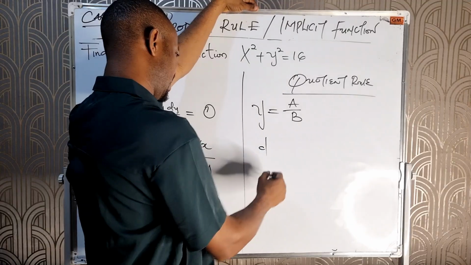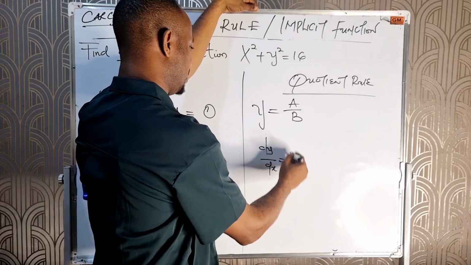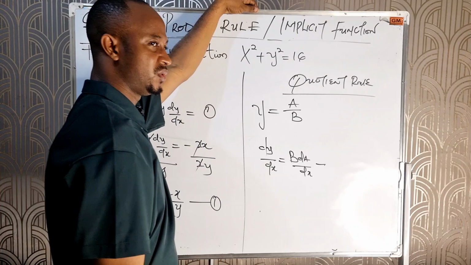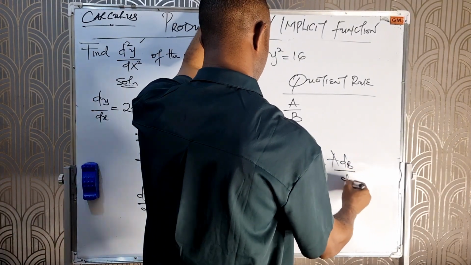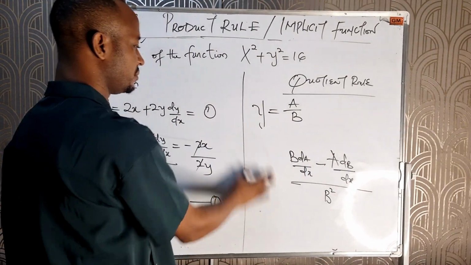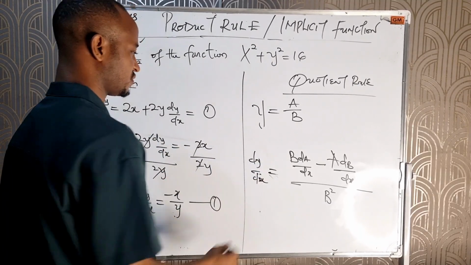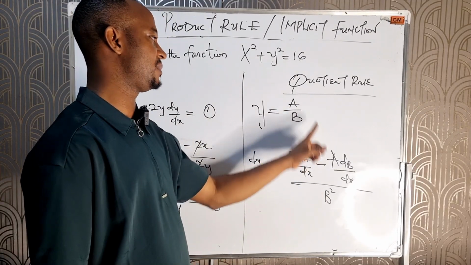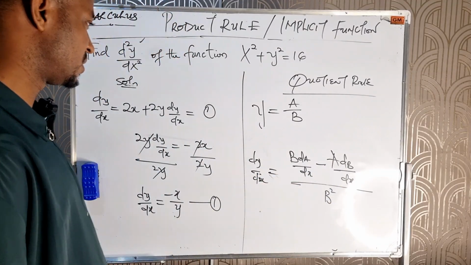Quotient rule says that if y equals a over b, dy/dx is going to give us: I will keep b constant, differentiate a, da/dx, minus, in quotient we use minus sign, keep a constant, differentiate b, db/dx, then divided by b squared. This is totally different from the product rule. In quotient rule, we keep b constant, differentiate a, minus keep a constant, differentiate b, then divided by b squared.